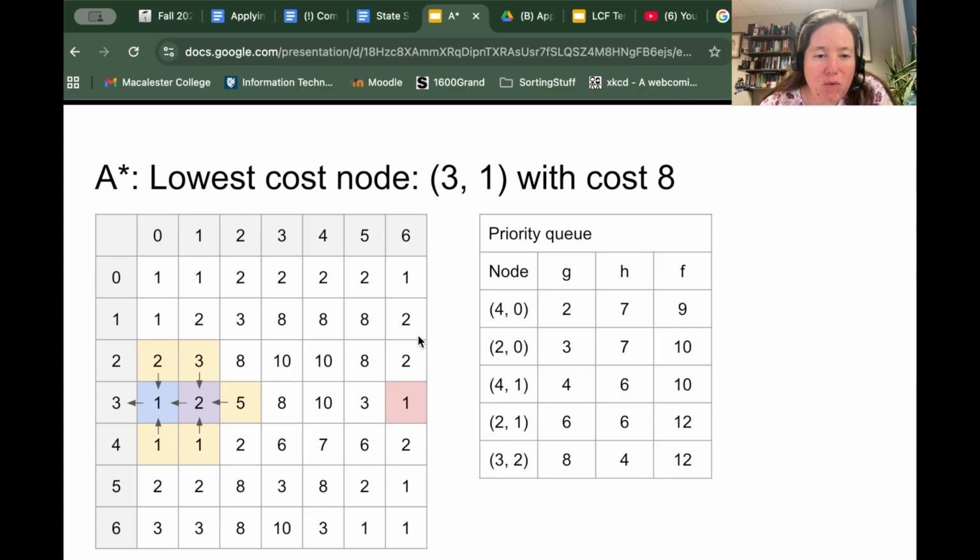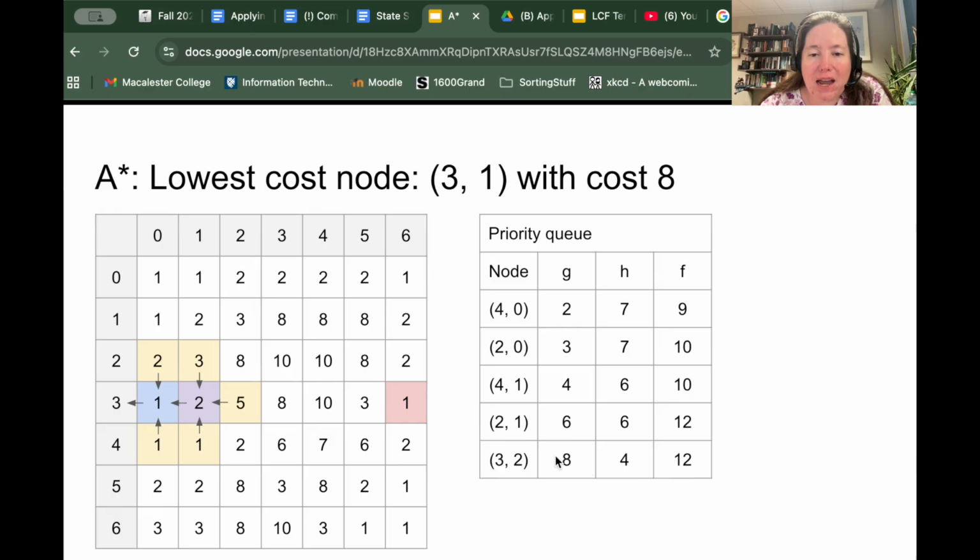So we take 3, 1 out. It had a cost of 8. We look at its neighbors. 3, 0 has been explored, so we don't do anything with it. 2, 1, 3, 2, and 4, 1 are all new, and you can see that those get added appropriately. 3, 2 here has, again, a decreased H cost because we're moving directly toward the goal, but the G cost is going up quite a bit.